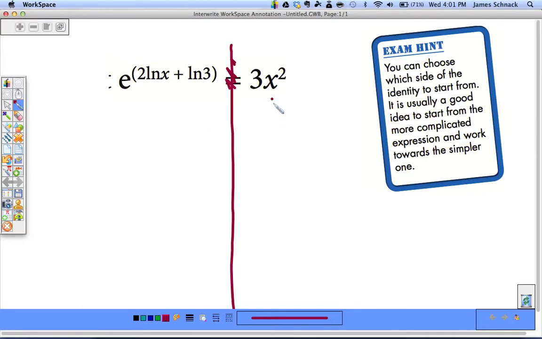I'm not going to write anything on the right side of this line. I'm going to work with the complicated side. So here we go. What skills can I use here? Well, 2 natural log x, that's going to be natural log of x squared. It's a property of logarithms.